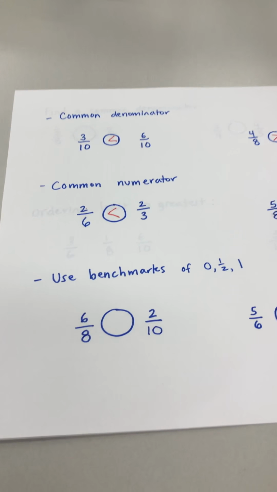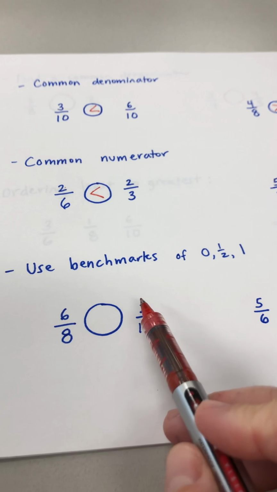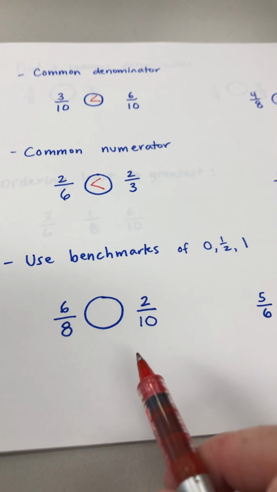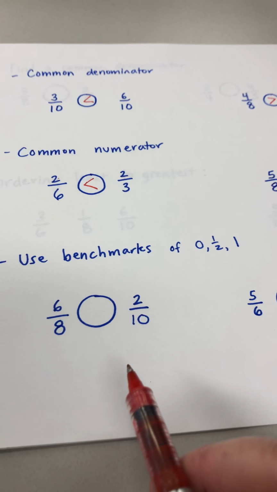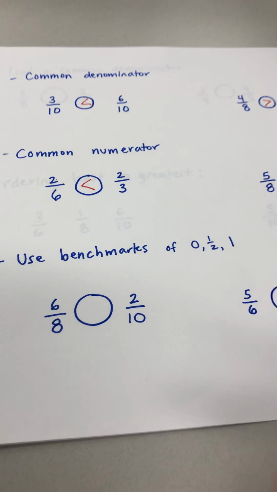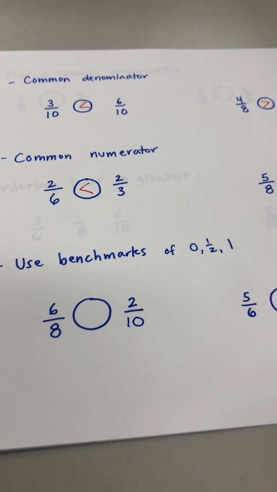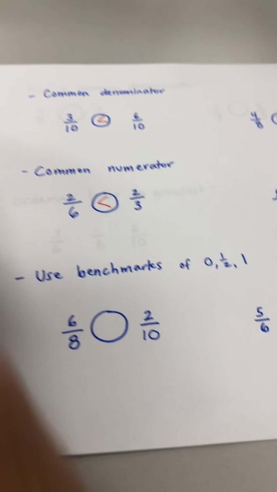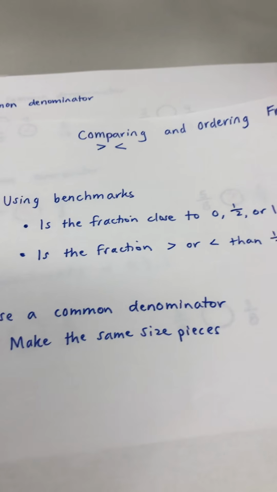All right, now when I get to ones like this, I don't have a common numerator and I don't have a common denominator, which means we're measuring different numbers of different size pieces. And unless students have a lot of experience with fractions or they know how to convert them in their mind into decimals or percents, it makes it much harder to do. So what we're going to do is use our benchmarks. We're going to ask ourselves those 2 questions I mentioned on the previous page.